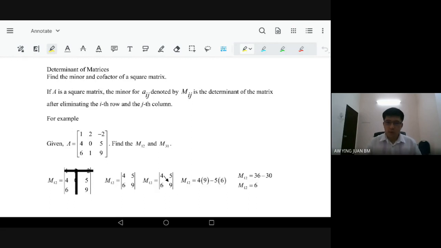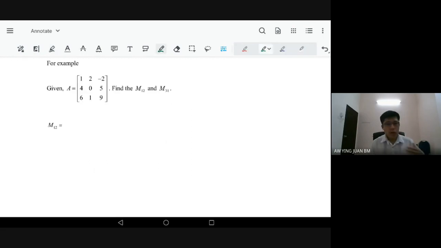So let's move on with the example. Now I'm going to demonstrate how to find the minor for a matrix. Just now we mentioned eliminate, so what does it mean by eliminate? Given the matrix A, we have a 3 by 3 matrix. First row we have 1, 2 and negative 2. Second row we have 4, 0 and 5. And the third one we have 6, 1 and 9. The question asks us to find the minor for 1, 2 and also the minor for 3, 1.